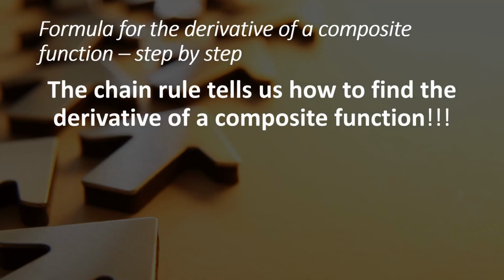Now, moving on to the formula. We are going to be analyzing the formula for the derivative of a composite function step by step. First things first, we need to remember that the chain rule tells us how to find the derivative of a composite function, and that is the entire purpose of the chain rule and why we are learning it.